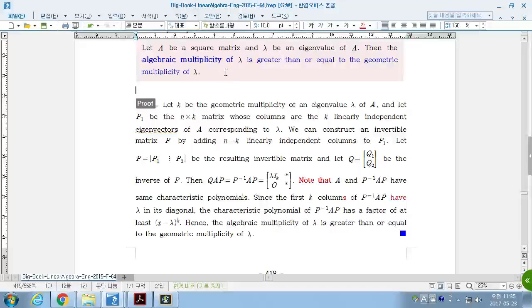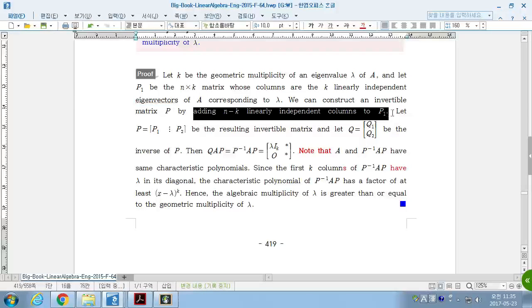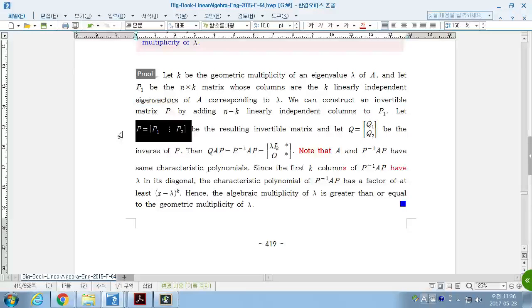Here is the proof. So algebraic multiplicity is always bigger than or equal to geometric multiplicity of each eigenvalue. Let k be the geometric multiplicity, and P1 is an n by k matrix whose columns are k linearly independent eigenvectors of A corresponding to lambda. Then we can construct an invertible matrix P by adding n minus k linearly independent columns to P1. So we have a P1 whose column vectors are linearly independent eigenvectors, and we just added n minus k linearly independent columns here to form an invertible matrix P.